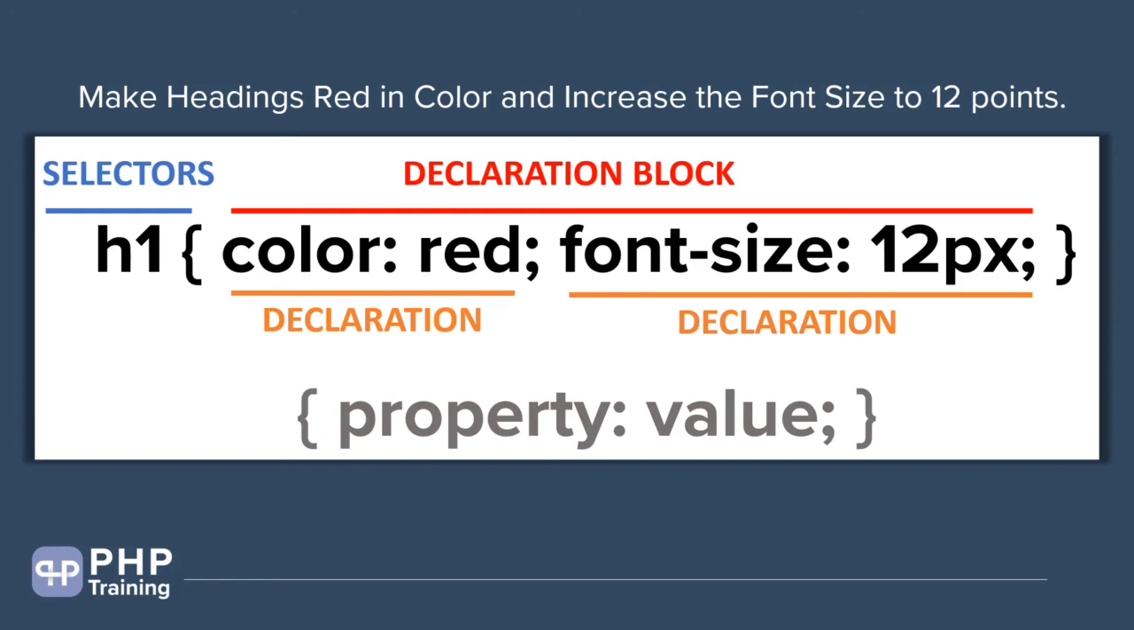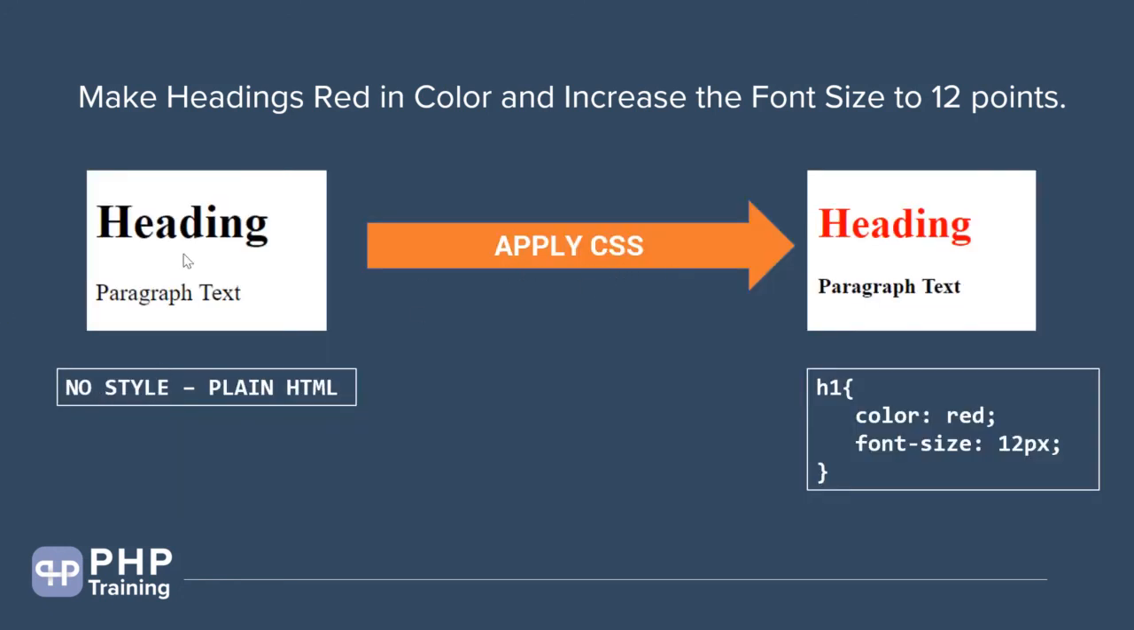But understand the purpose of CSS. That's what I want you to understand here. The purpose of CSS is to apply styling to your web page. Okay, and this is one of the examples of how you write a CSS. So once you apply the CSS, your heading, which is basically black in color, which is plain HTML, once you apply that CSS rule saying that color is red, font size is 12px, it becomes 12px and it becomes red in color. So that's what the CSS is trying to do.